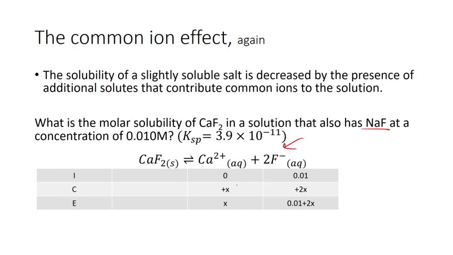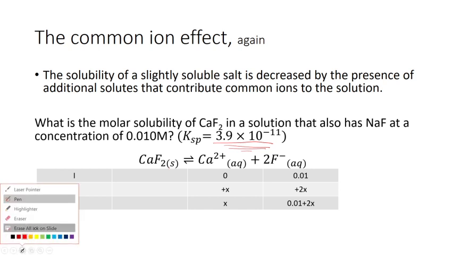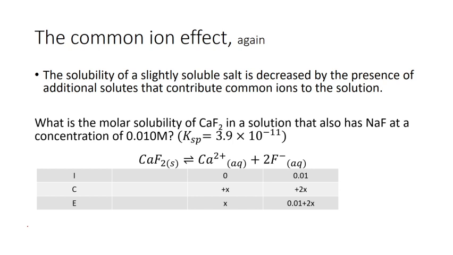And then for our change, we are adding calcium, and we are adding 2 fluorines for every 1 calcium, right? Because that's our balancing number here. So then the change is x at equilibrium, and 0.01 plus 2x for fluorine at equilibrium. And now we can look and say, can we get rid of those x's? Of course we can, because our KSP is definitely less than 5% of our concentration.